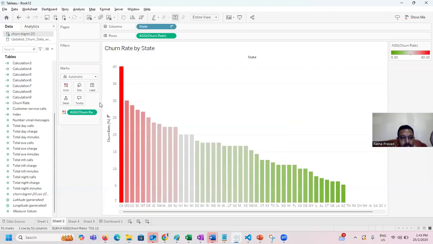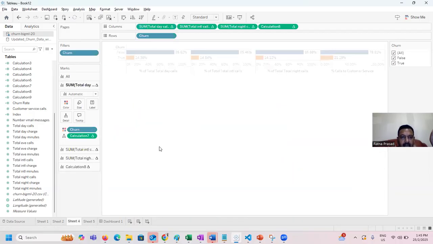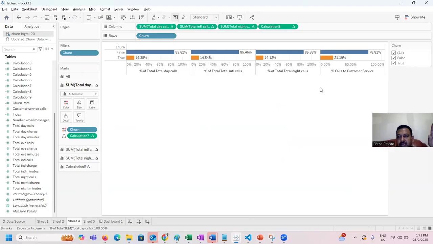Then I go to sheet two, where I can see the distribution of churn from different states. I can see California is contributing most of it. Then I have sheet three, where I can see the churn from the services with respect to customer calls. That means the people who are making calls to customer service are mostly the ones who churn. So it's quite important to study this aspect.